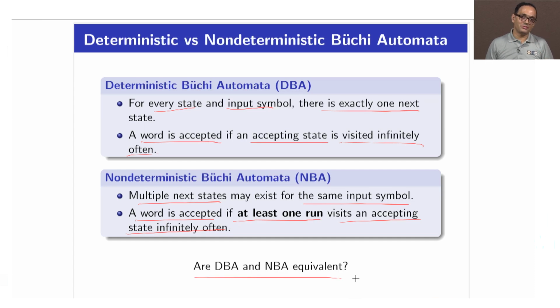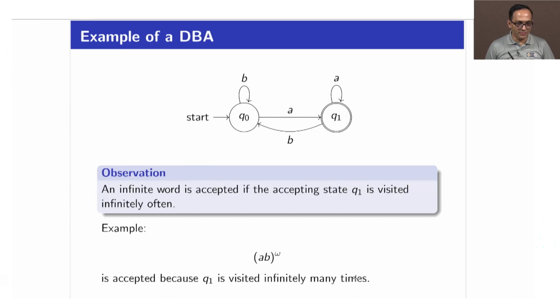So, they are not equally expressible. In DFA and NFA, they are actually equally expressible, but for DBA and NBA, deterministic Büchi automata and non-deterministic Büchi automata, they are not equally expressible. Okay. So, let us try to understand that with a simple example.